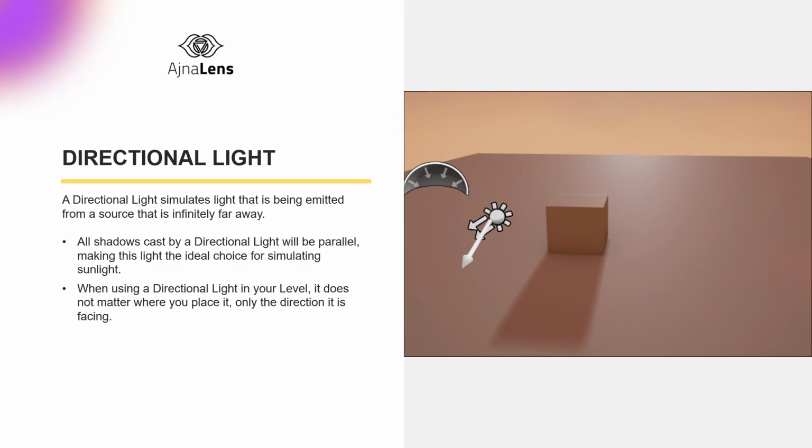We have already used this directional light in our project. So it is the simulation of the light which is being emitted from the source which is infinitely far away. So to take a real world life example, we consider the directional light as the sunlight.